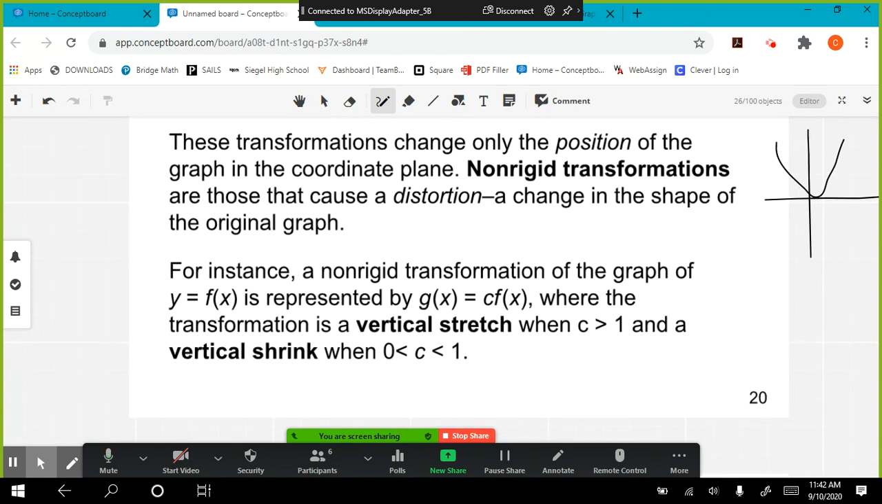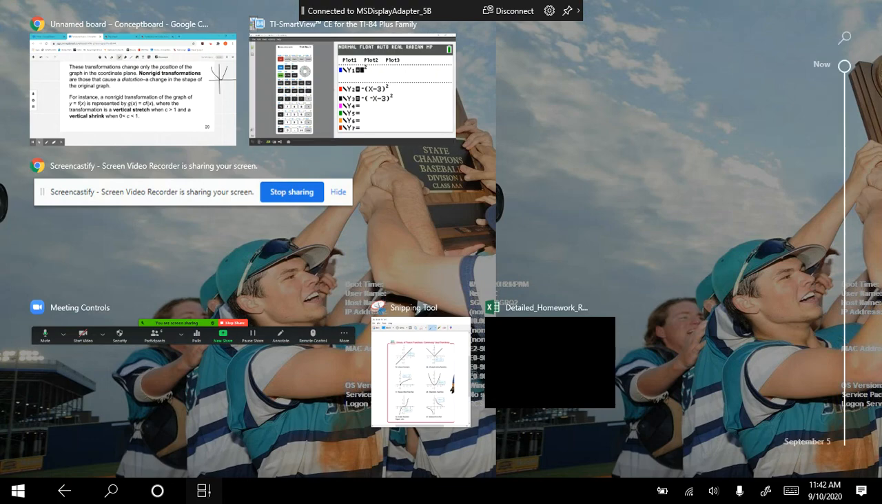For instance, a non-rigid transformation of the graph of y equals f of x is represented by g of x equals c f of x. Notice what they're doing to change a non-rigid transformation is they're multiplying a number by the function value. That's what that c f of x is. They're picking a number and multiplying it by the function value. So we can do a little exploring on our own here.